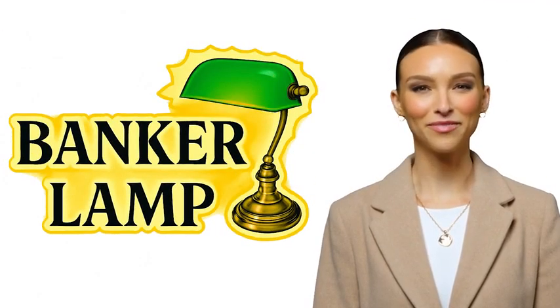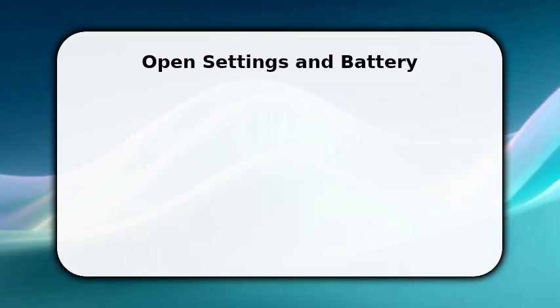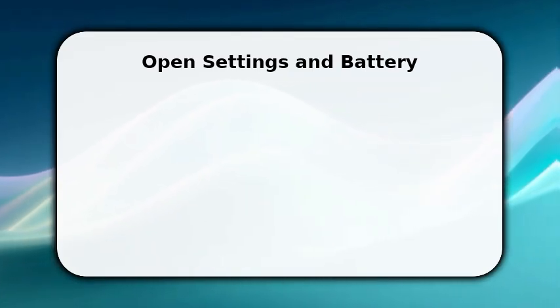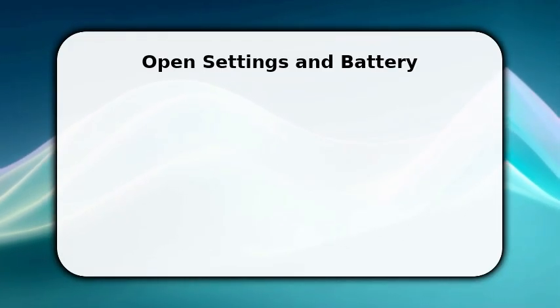Please enjoy the video. You start by unlocking your Vivo and opening settings. This gets you straight into system controls. Once done, tap Battery or Battery and Performance so you can reach power-related display options.